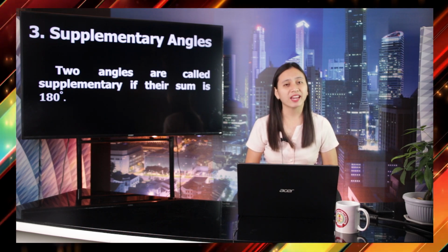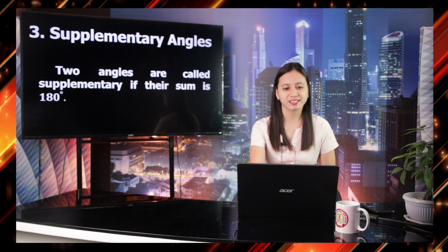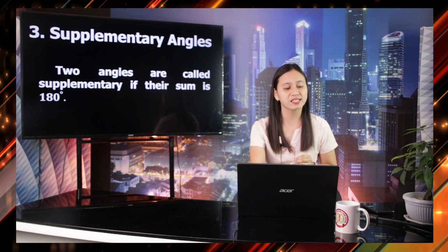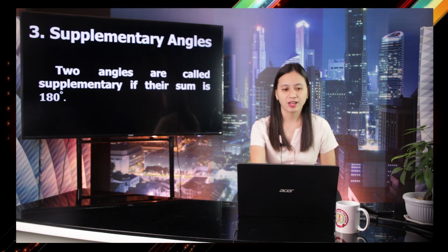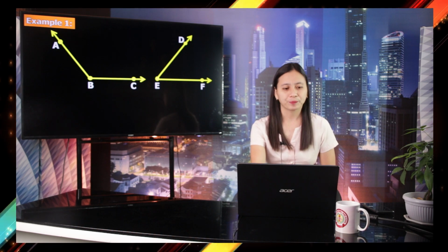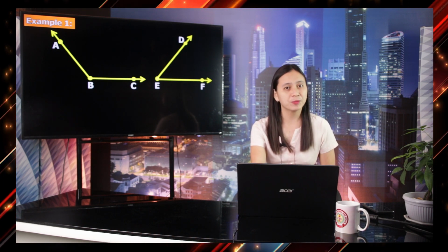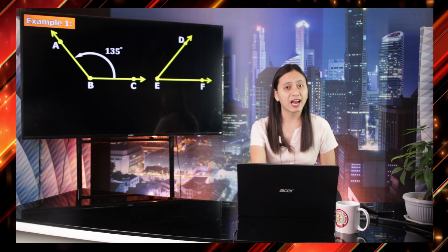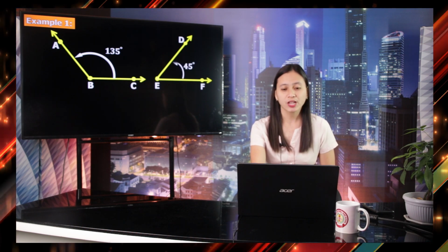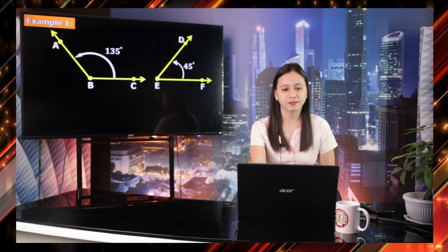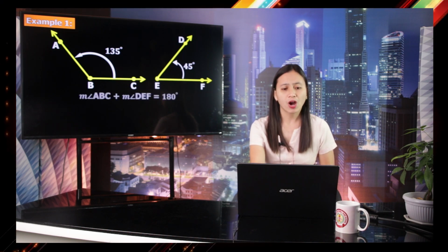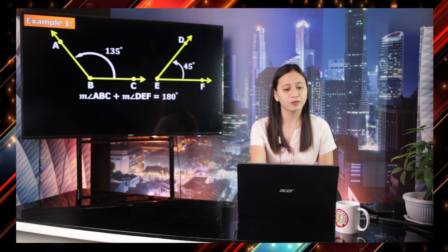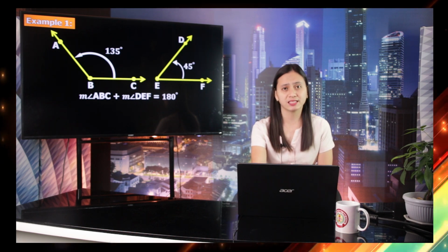Third angle pair is supplementary angles. Two angles are called supplementary if their sum is 180 degrees. For example, we have angle ABC, which measures 135 degrees, and angle DEF measures 45 degrees. Now, the measure of angle ABC plus the measure of angle DEF equals 180 degrees.